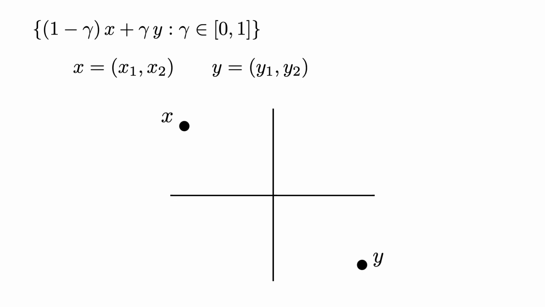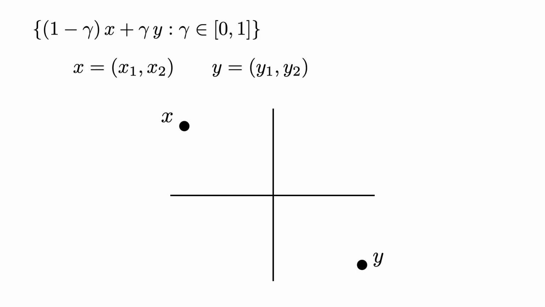Okay, so why is this the case? Well, let's think about R^2 as an example. So both x and y are represented by ordered pairs. And since they're represented by ordered pairs, we could draw them on a graph. So maybe this point in the upper left is x, and maybe this point in the lower right is y.